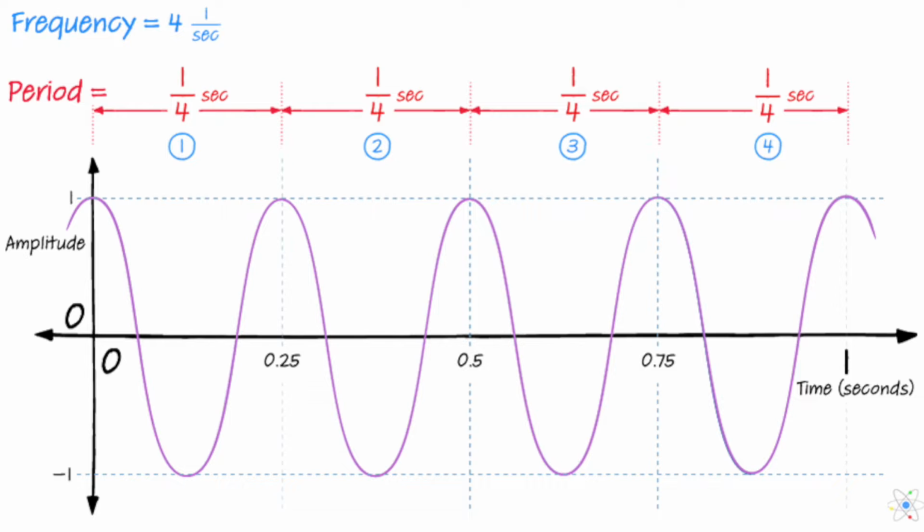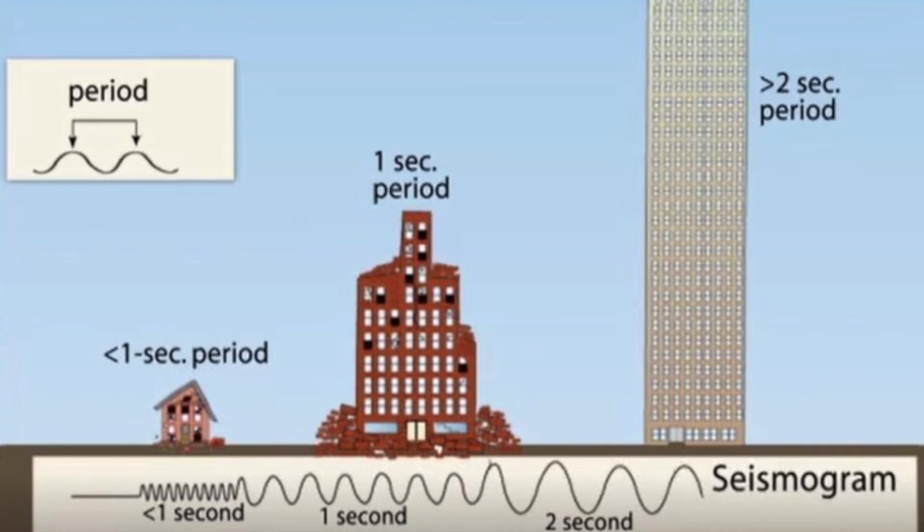When we talk about earthquakes and structures, we are concerned with the amount of time it takes for something to move back and forth, meaning that we define a period as the amount of time it takes for something to move in one direction and then move back to its original position.